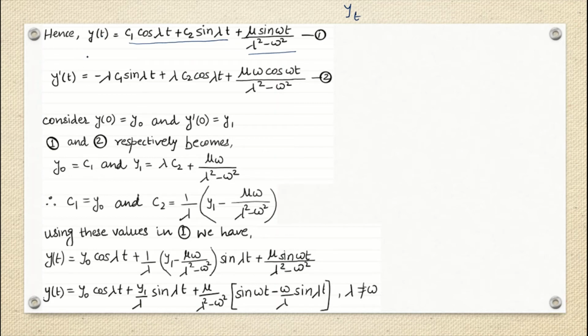Now equation number 2, we are going to find y dash t, and we are doing so to utilize the values of y0, y at time equals 0, which is y0, and y dash at time equals 0, which is y1. So we are finding out what y dash t is. So y dash t is what? d by dt of y. Okay, so d by dt of y will be what? So this is my first term.